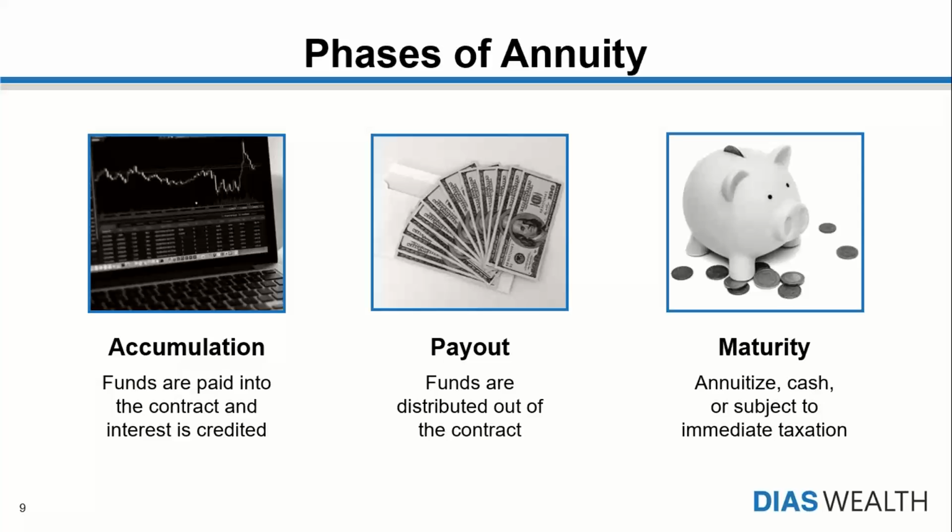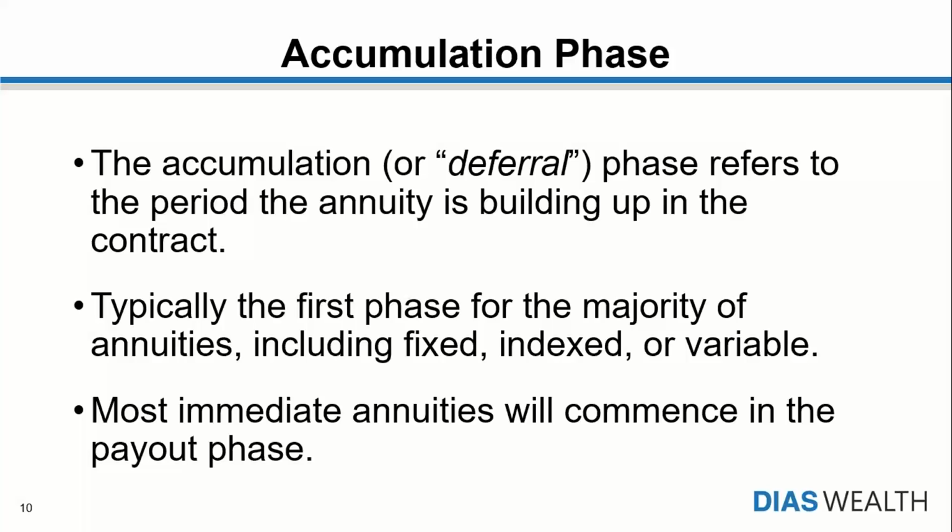So I put 3 phases of an annuity, but in reality, there really are 2. But I just wanted to talk about the third one. You have the accumulation phase, where funds are paid into the contract, interest is credited. You have the payout, funds are distributed. And then, of course, you have maturity. Maturity is where you have a non-qualified annuity, typically around age 85 or 90, where you'd have to annuitize, cash out, or be subject to immediate taxation. But there is a workaround, and I will discuss that in a few slides.